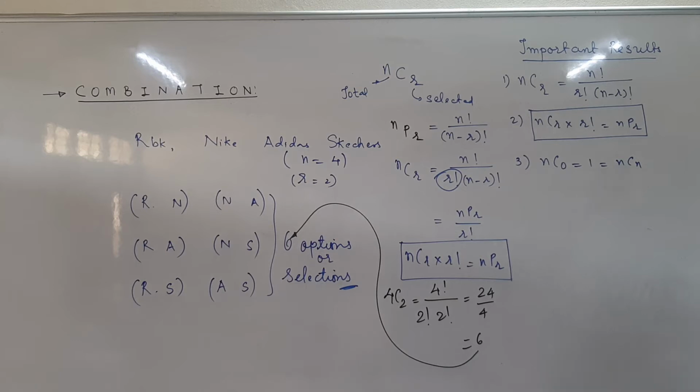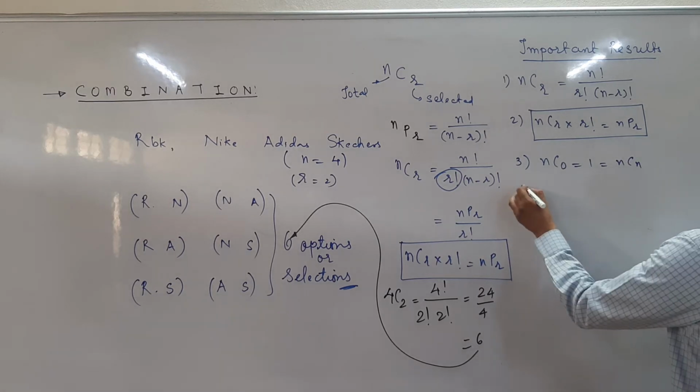4C0 is also 1. Out of 4 shoes you reject all. It can be done in only one way. And all 4 shoes and you buy all 4, that can also be done in one way. So 5C0 is 1. 5C5 is also 1. 8C0 is 1 and 8C8 is also 1.